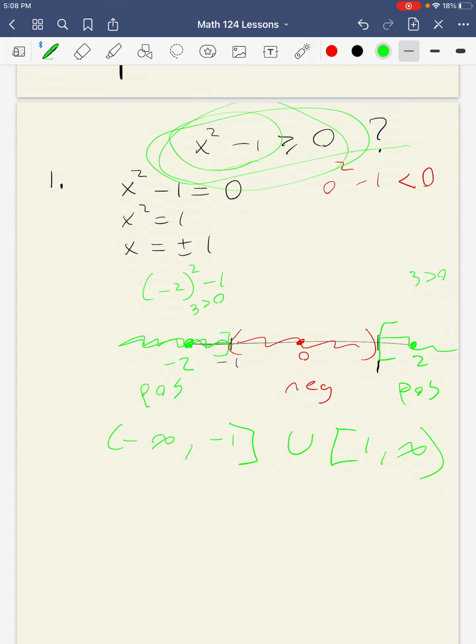Okay, so again, we can look at some more polynomial examples.